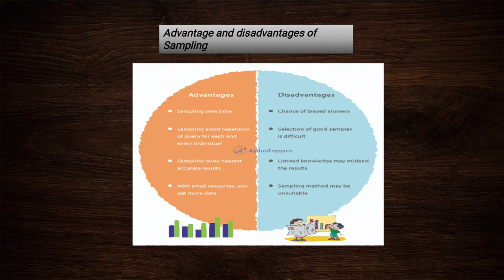Disadvantages include chances of biased answers. Sometimes their answers may be biased, and selection of a good sample is difficult. We need to select a good sample. Limited knowledge may mislead the result. Sampling method may be unsuitable.